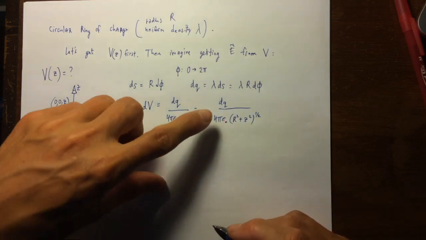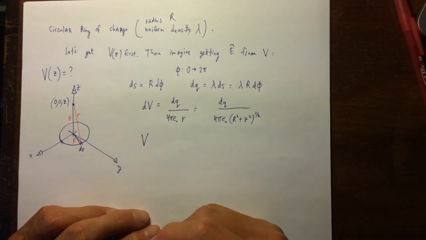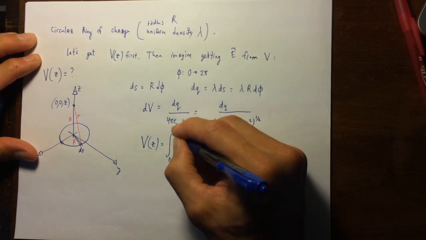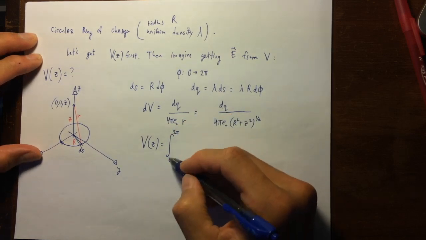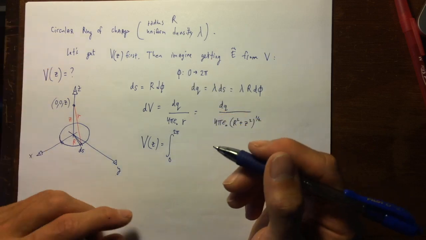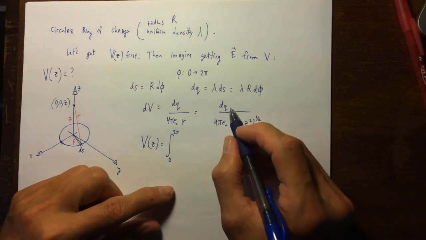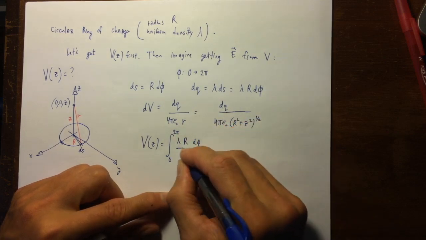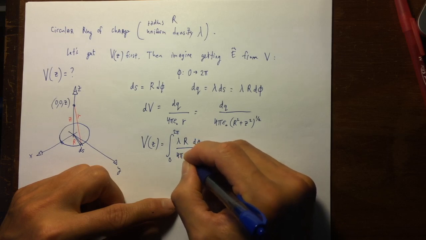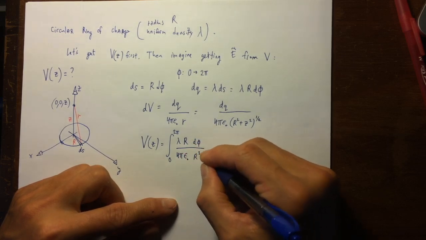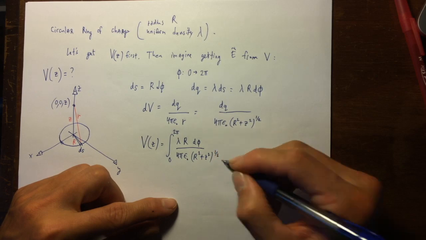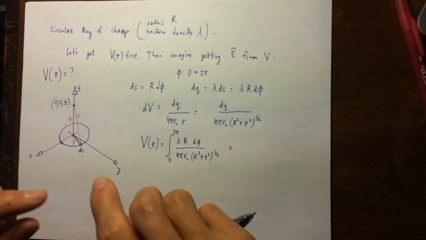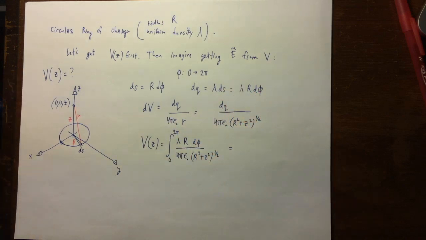Okay, so there's dV. And if I want to know what is the total V at z, I just need to integrate all the way around the circle, right? That's how the dummy variable ranges. It goes from 0 to 2 pi. And dq is lambda R d phi. And divide by 4 pi epsilon naught, and then R squared plus z squared to the 1/2 power. So what's cool about this is it's super simple with respect to the potential.